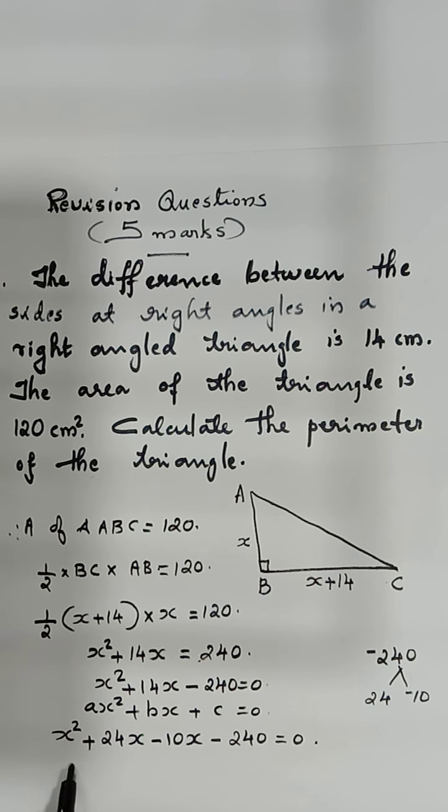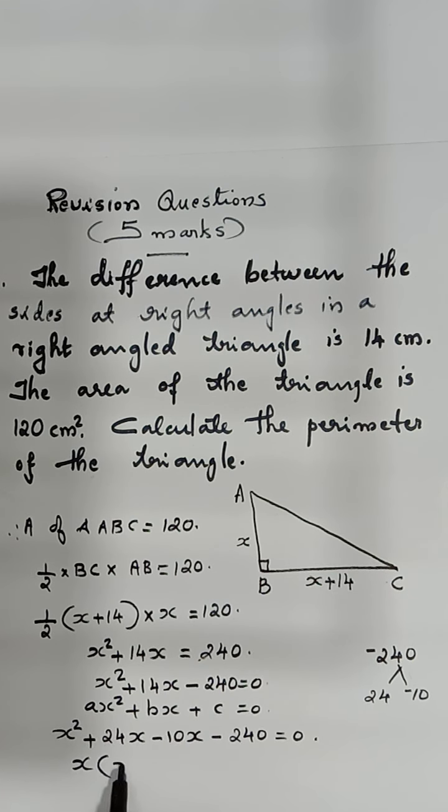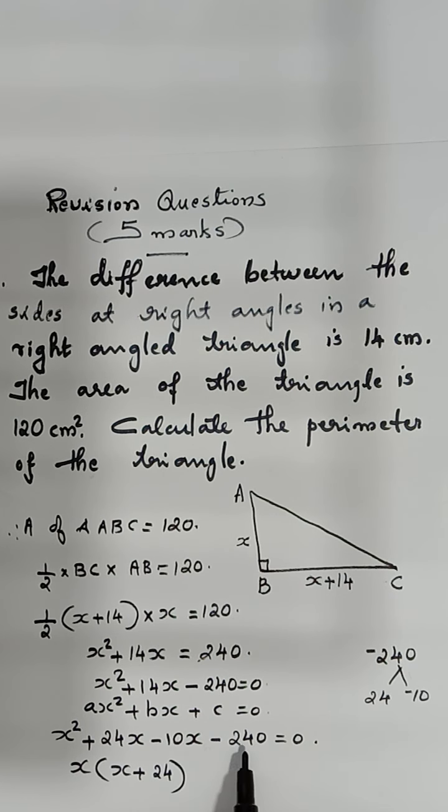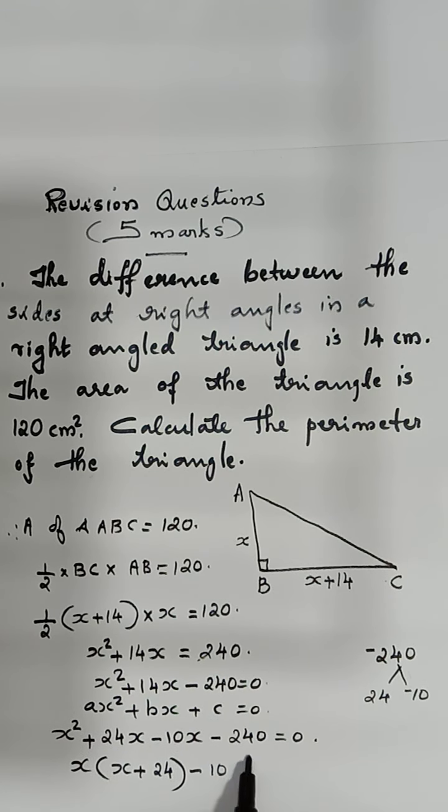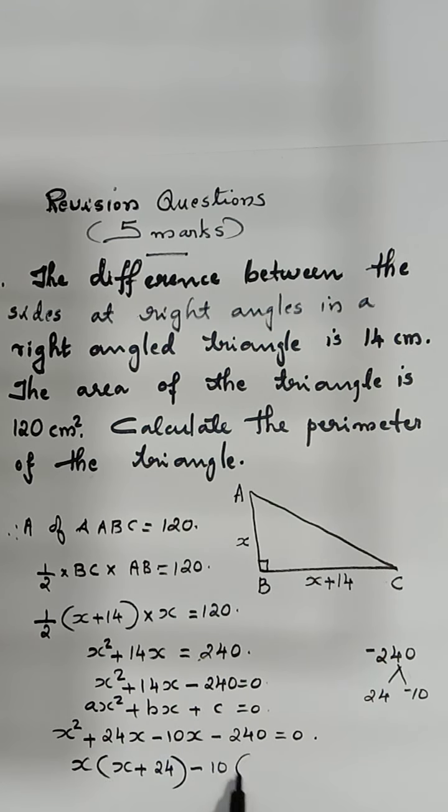From the first two terms we can have x outside: x into x plus 24. Negative 10 is common from the next two, so when you take negative 10, it is x plus 24 again, equal to 0. Okay. Now x plus 24 is common. Let us take x plus 24 into x minus 10 equal to 0.